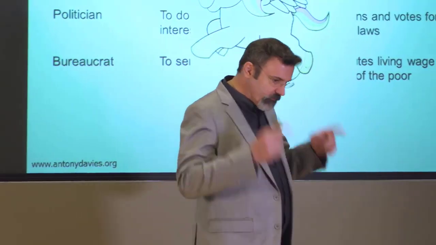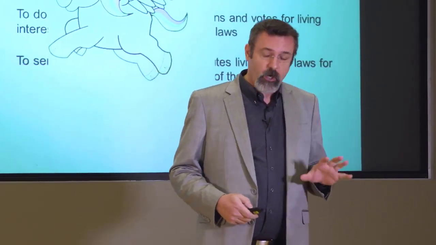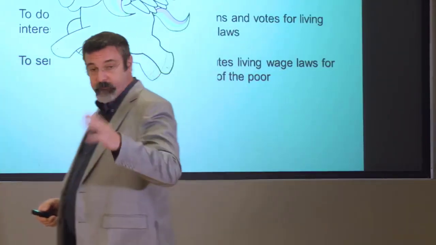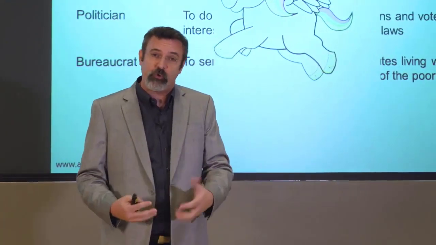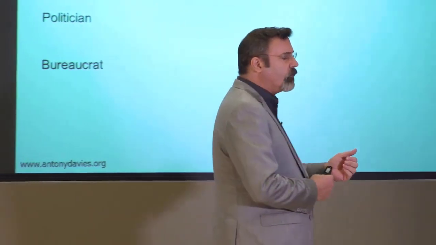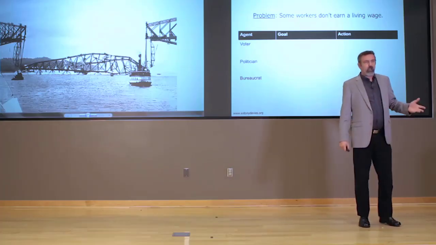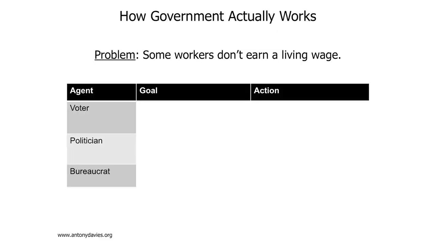Now let's look at the government through the eyes of a public choice economist. A public choice economist looks at these three groups, voters, politicians, and bureaucrats, and understands that these are human beings who face limitations and they have desires. So let's start with the voter. The public choice economist says, here's a voter, he's a human being, what's his goal? Well, the goal of all human beings is to maximize their happiness.